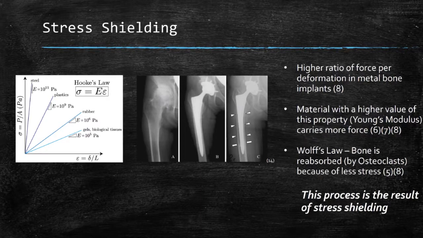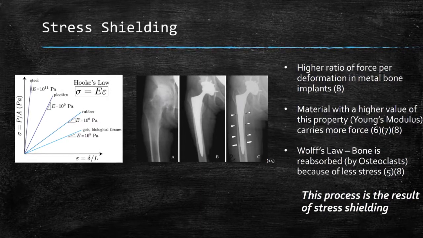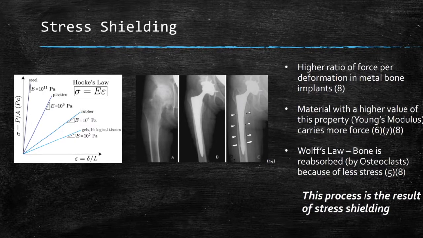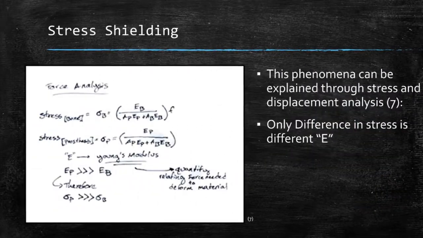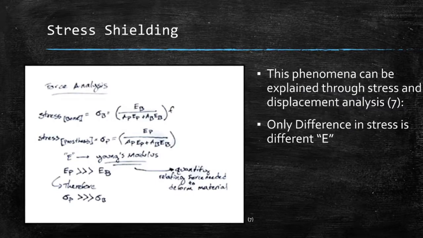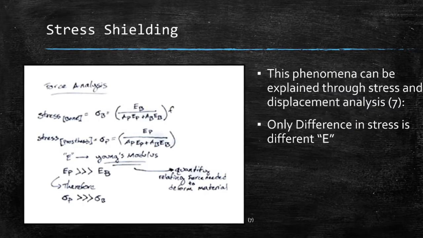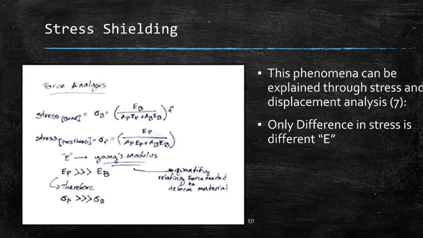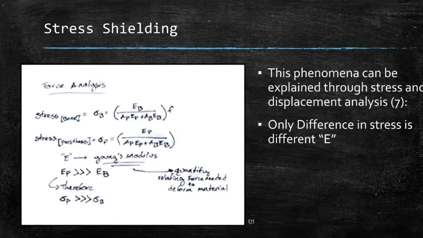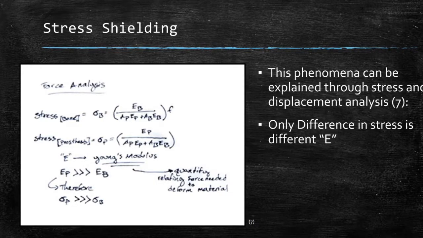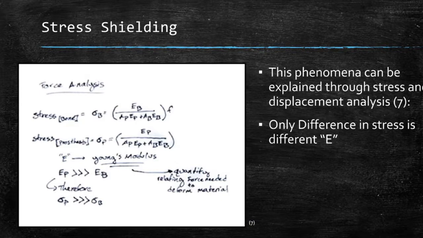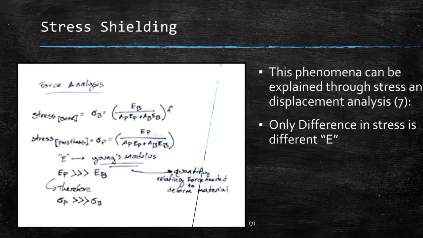In a process described by Wolff's law, bone reabsorbs because it is subjected to less stress. The X-ray on the right shows implant loosening due to bone reabsorption. This picture on the left is the result of the force analysis between a metal prosthesis and bone. As you can see, the only difference between the stresses carried in each is the Young's modulus signified by the letter E. Because the Young's modulus of the prosthesis is much greater than the bone, the stress carried in the prosthesis is greater than in bone.